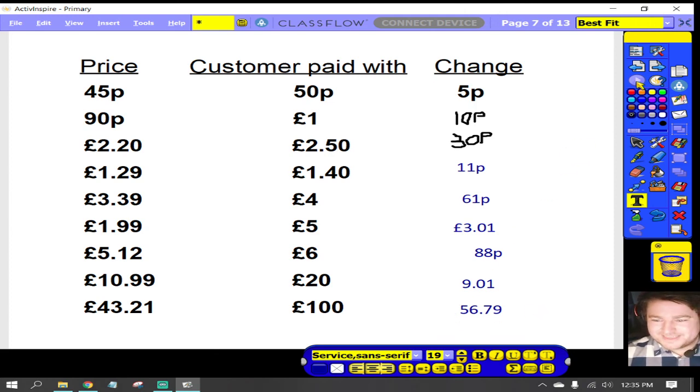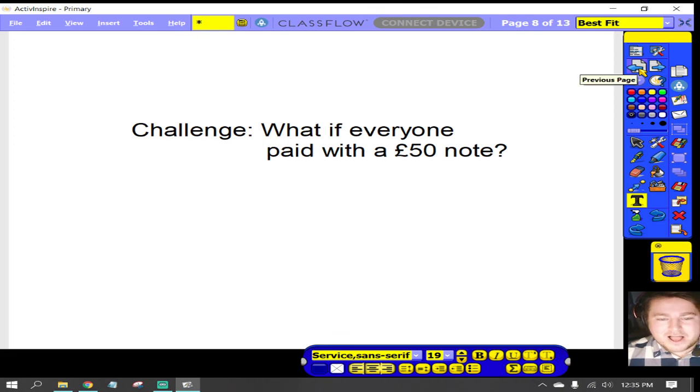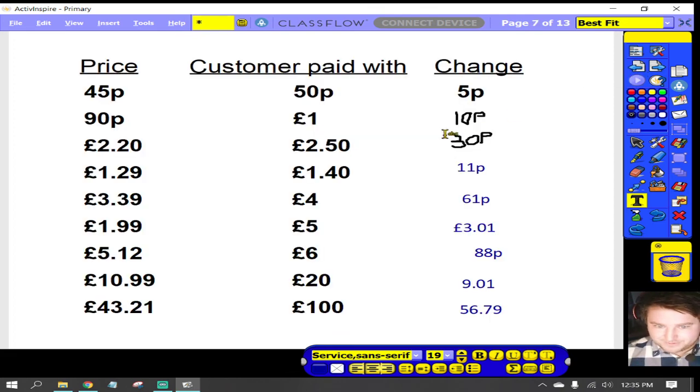So well done. Don't forget there was the other challenge as well. What if everyone paid with a £50 note? Then this would not be the same. Or would it? No, it wouldn't. So you'll be doing the same thing, just with much bigger numbers.